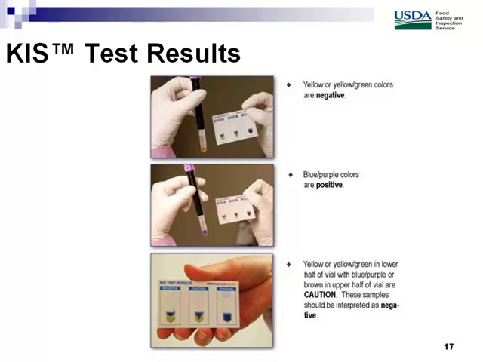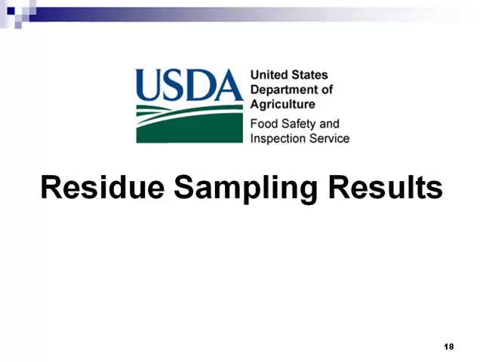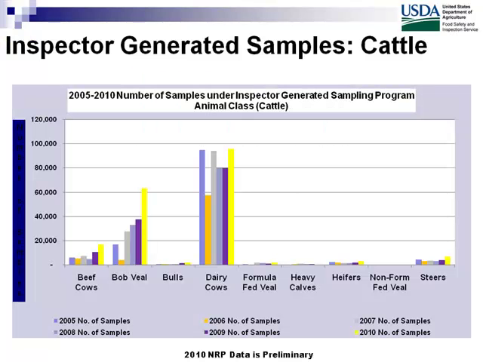If we look at the residue sampling results, this is for the cattle from 2005 through 2010, and the orange is 2006. And the agency in 2006, they started management controls to include residue testing. So they started really encouraging that the IICs take a look at the animals, and those animals that meet the criteria to be fast tested are fast tested.